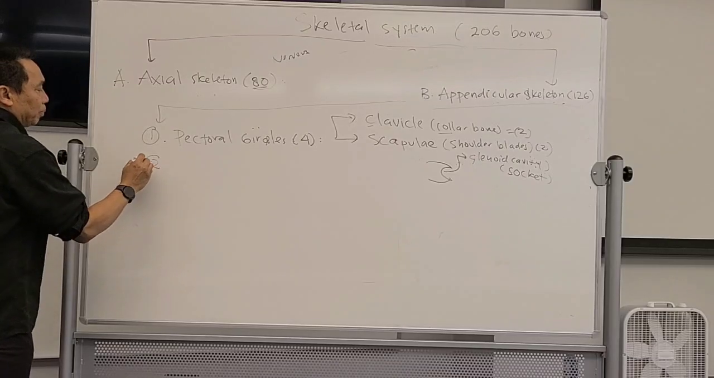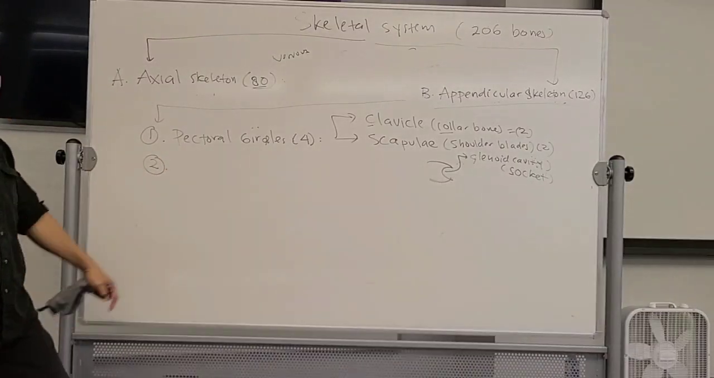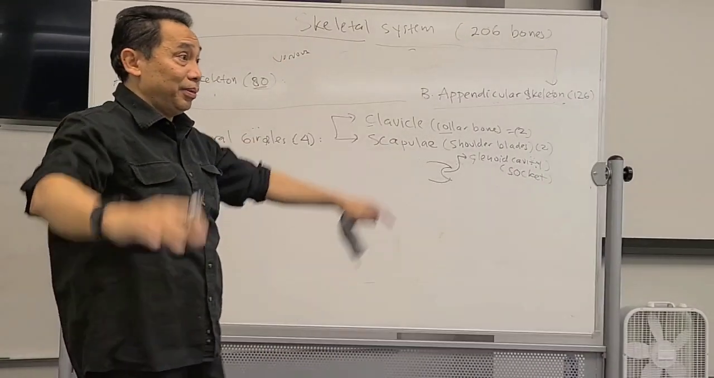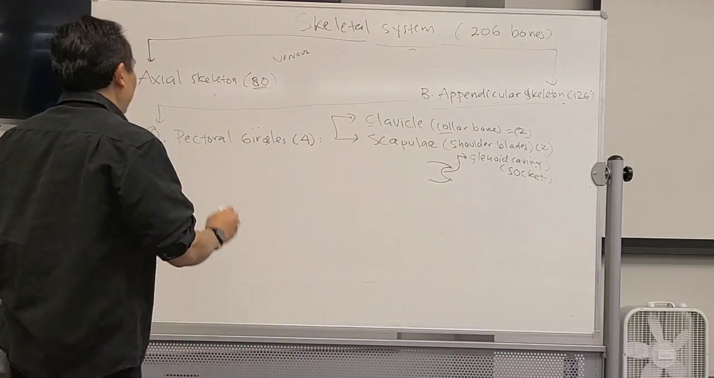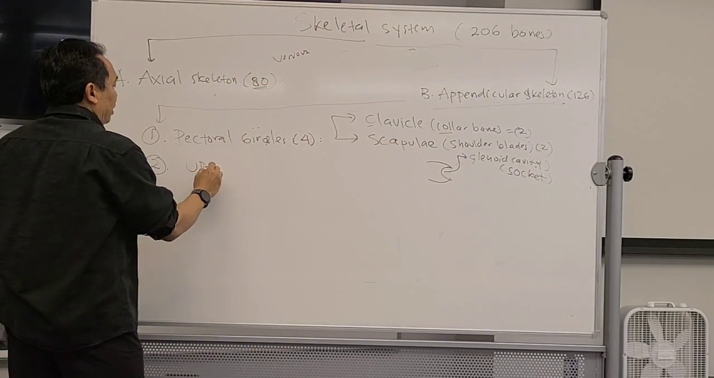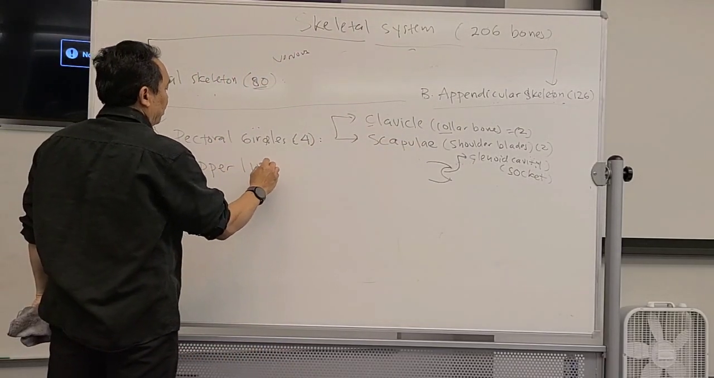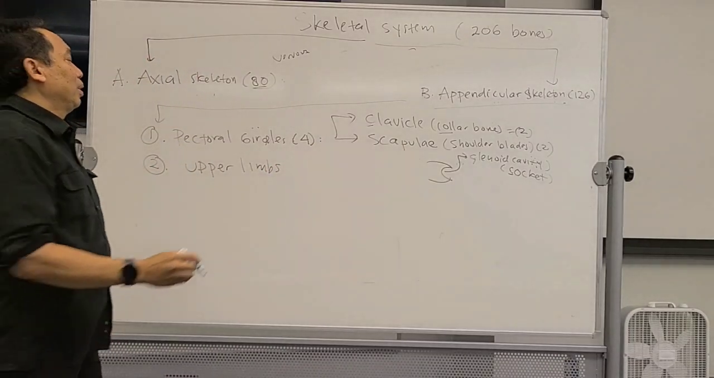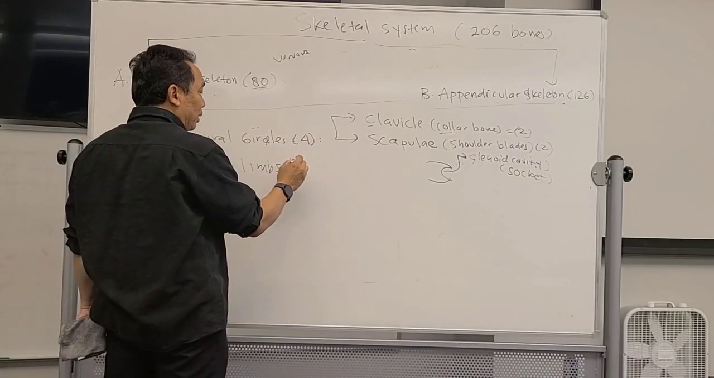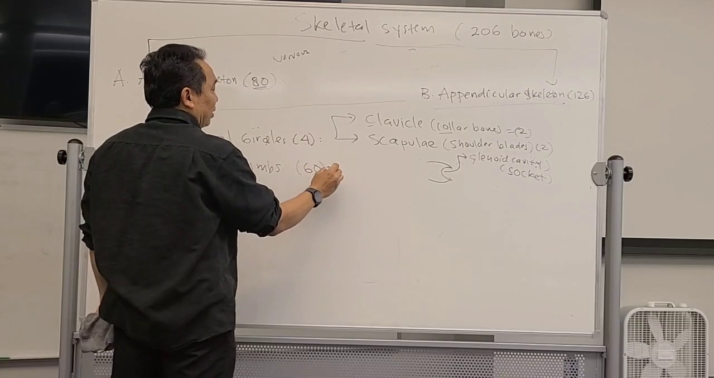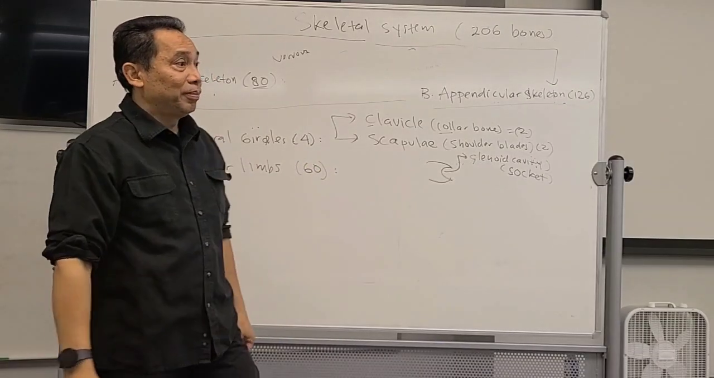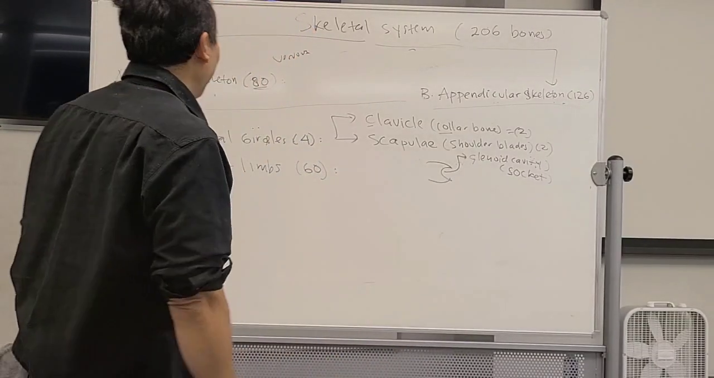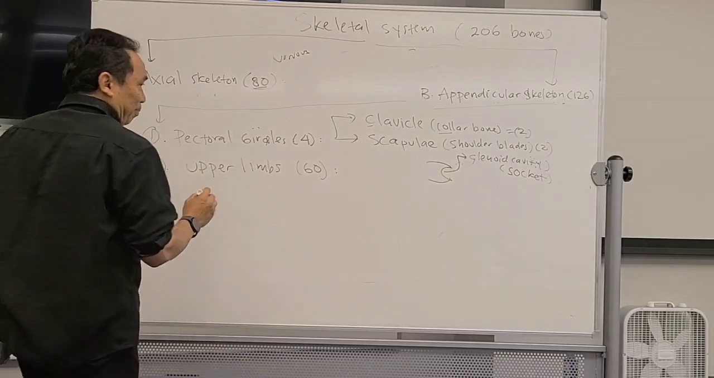Now, the second group. This is gonna be the upper limbs. Remember, you have right and left. The total for upper limb bones is 60. 30 on each side. Now we're gonna name all of them.